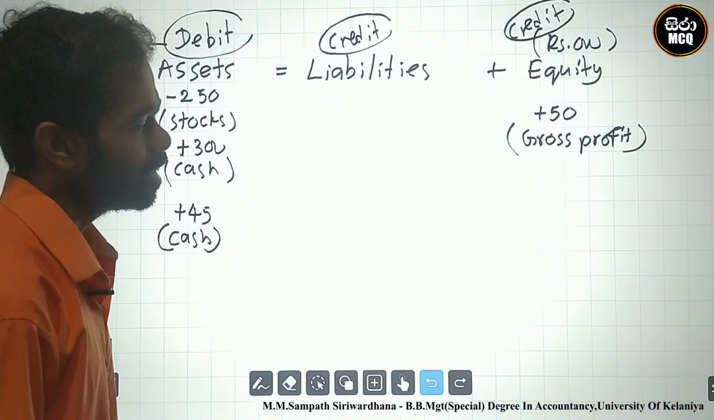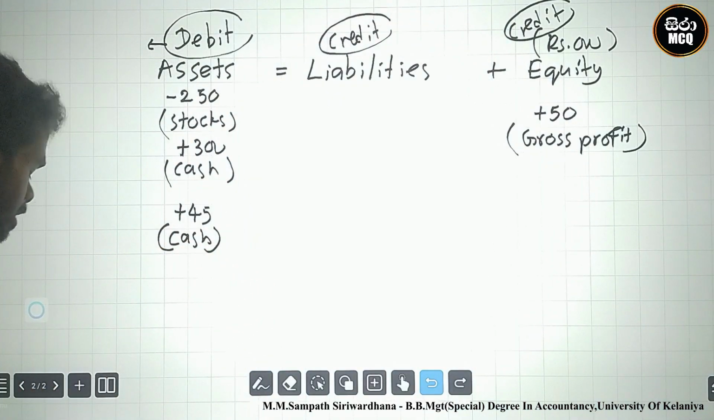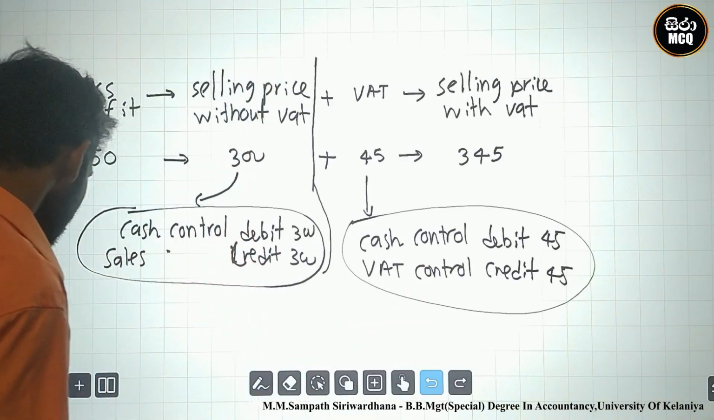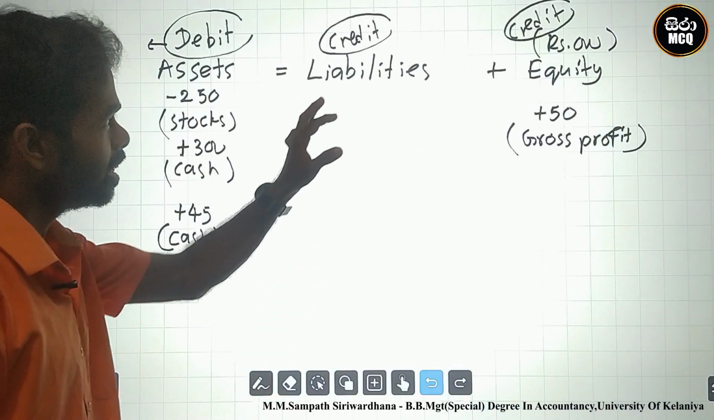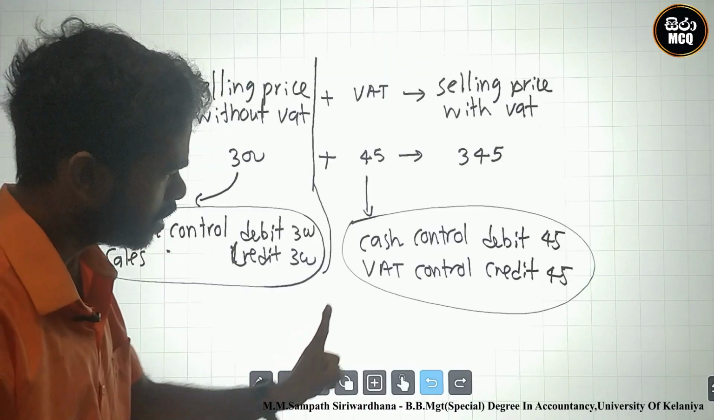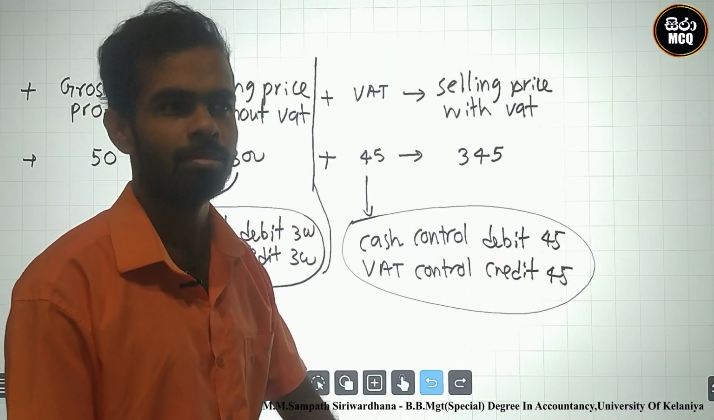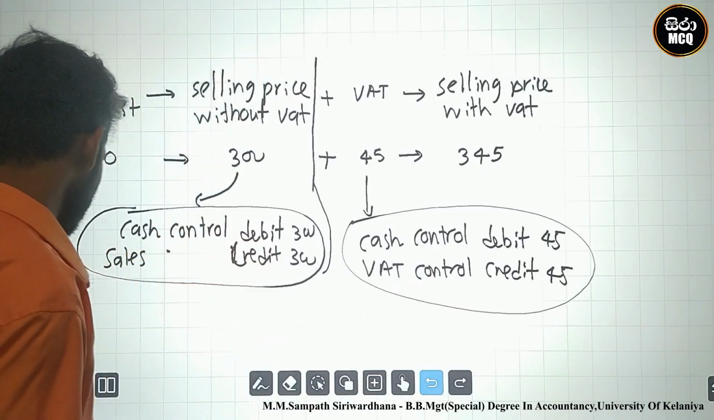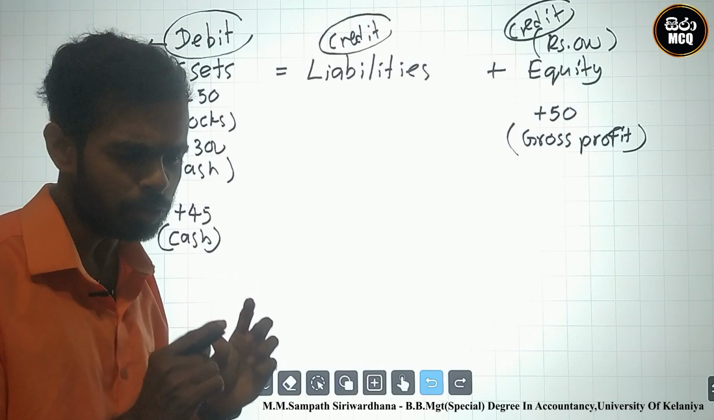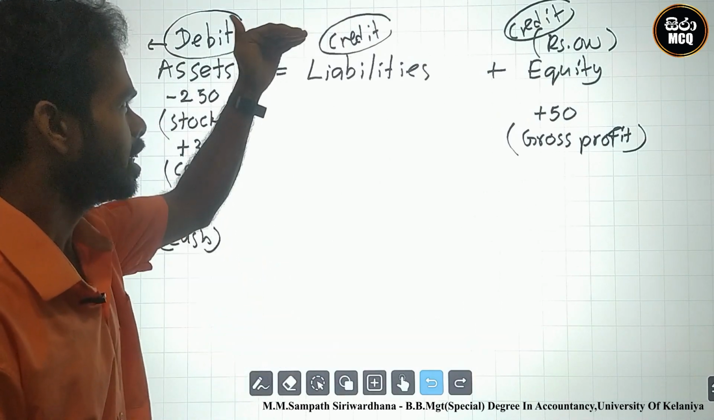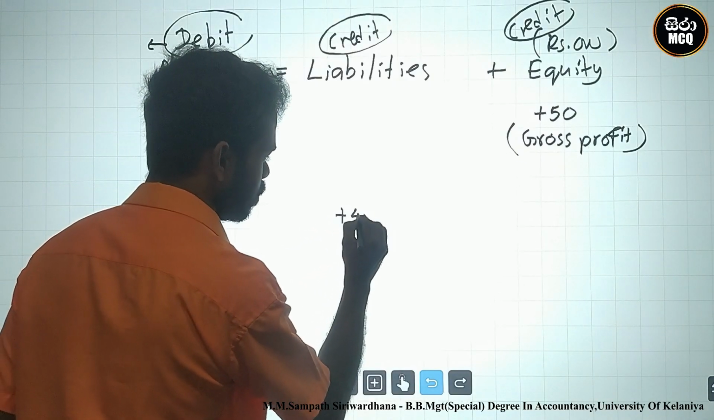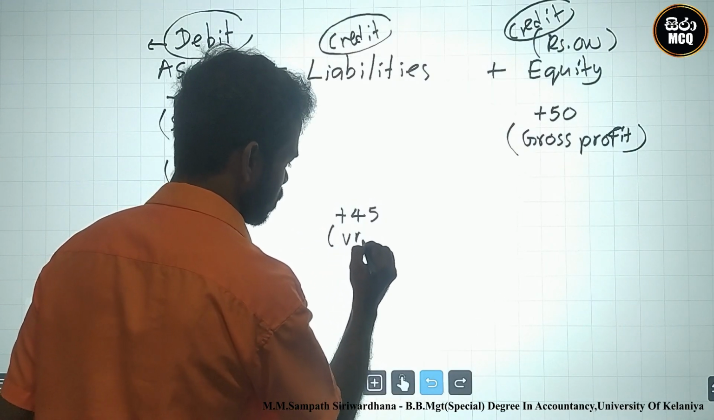Okay. Next one. The next shot is the VAT shot. Okay. VAT control credit. VAT is a liability. Liabilities are normally credit dials. Okay. Look here. This shot is VAT control credit, credit 45. Look here. VAT is a credit dial. The new shot is a credit shot. Therefore, credit to credit. They are happy. Therefore, I add this 45 to VAT control.